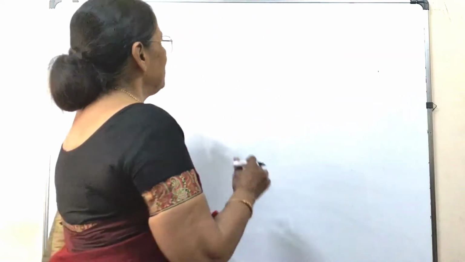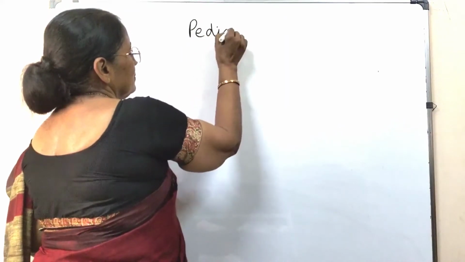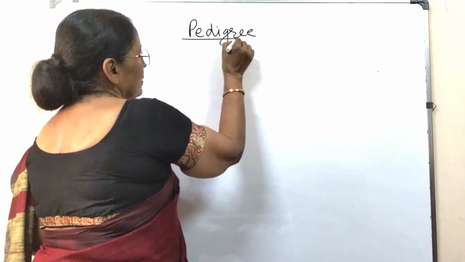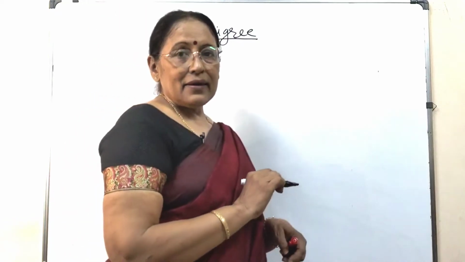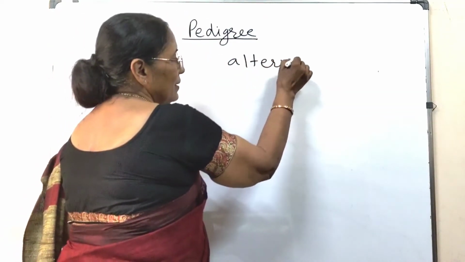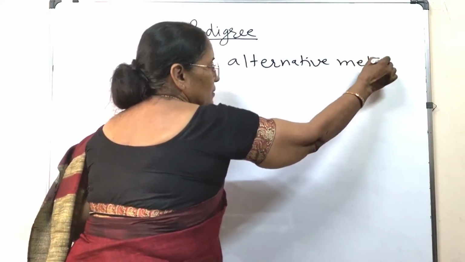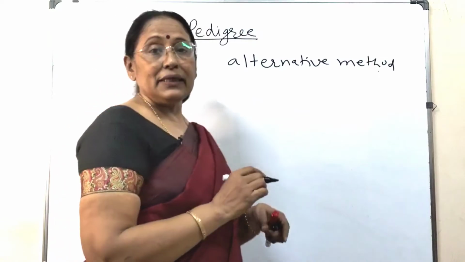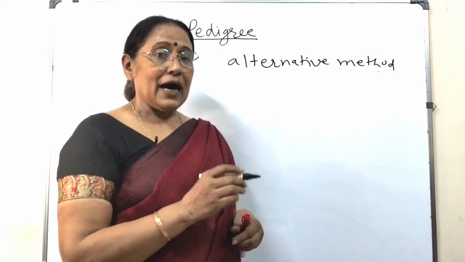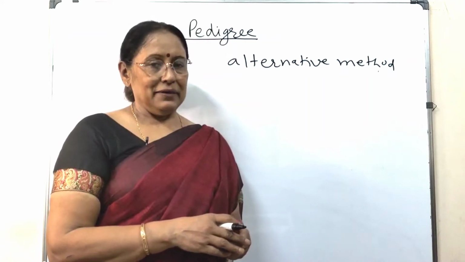My name is Chandana Sengupta and today we are going to discuss Pedigree. Pedigree is an alternative method. It is an alternative method for what? It is an alternative method for the hybridization methods which are done in plants and other animals.